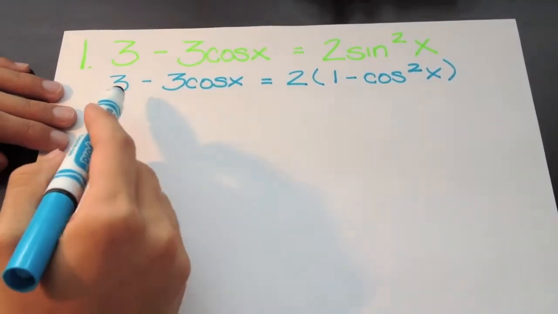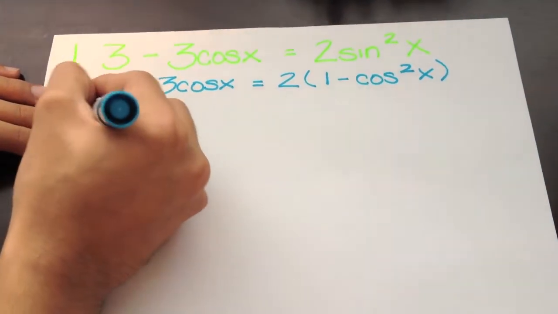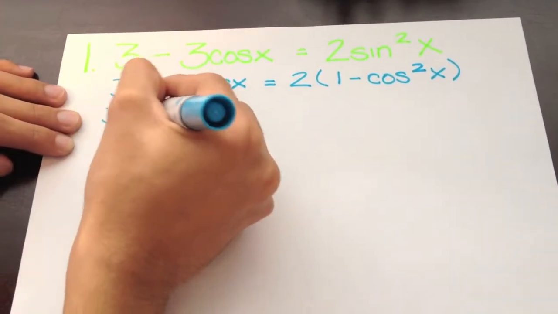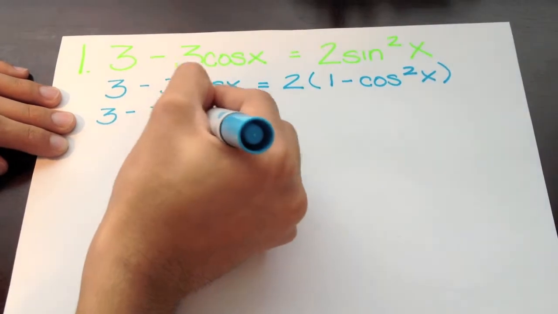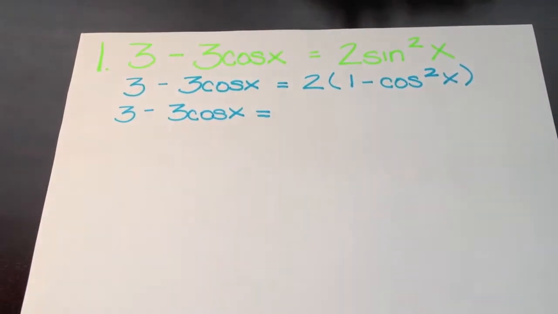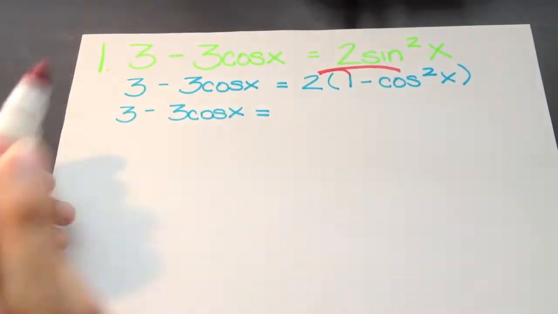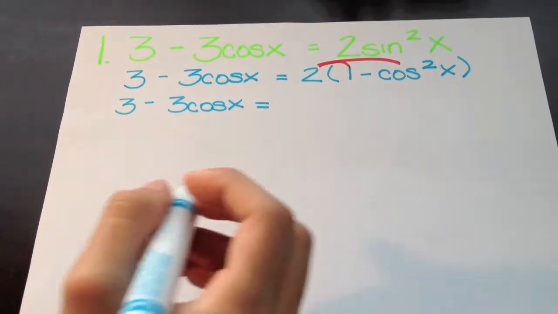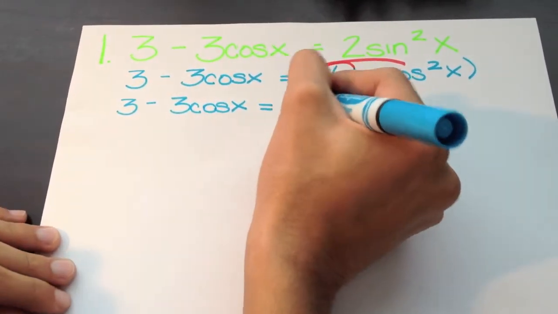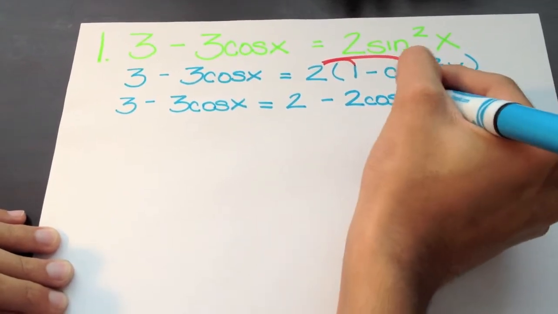Now we're going to write this side again as it is. So 3 minus 3 cos of x equals. Now we're going to distribute the 2. So that's going to give us 2 minus 2 cos squared of x.